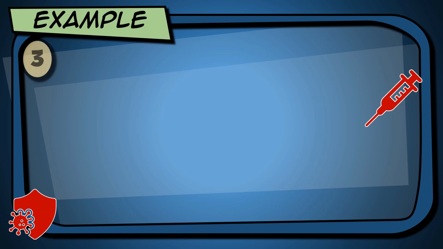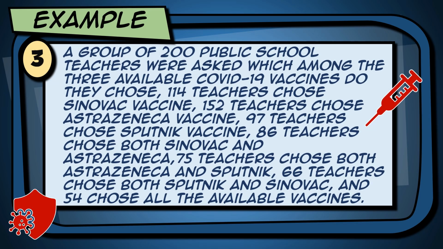And now for the last example for this video, number 3. A group of 200 public school teachers were asked which among the 3 available COVID-19 vaccines do they choose. 114 teachers choose Sinovac vaccine. 152 teachers choose AstraZeneca vaccine. 97 teachers choose Sputnik vaccine.